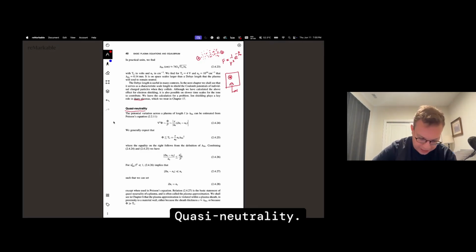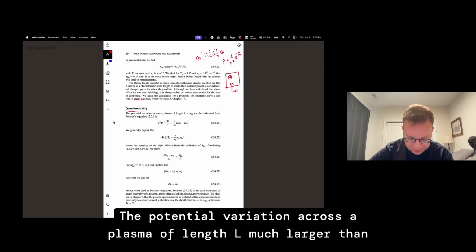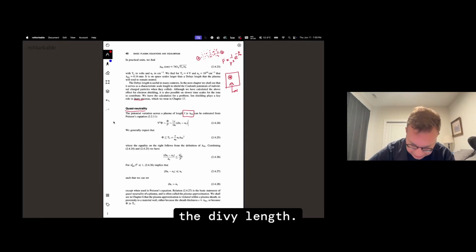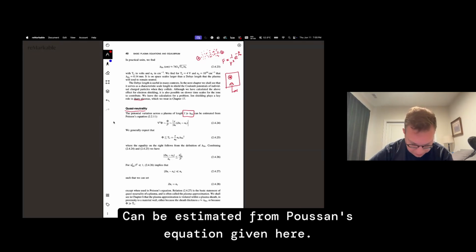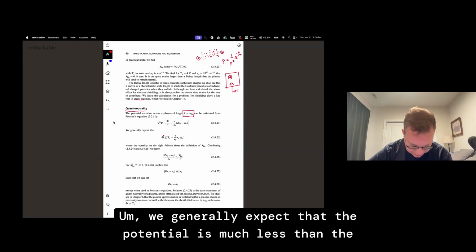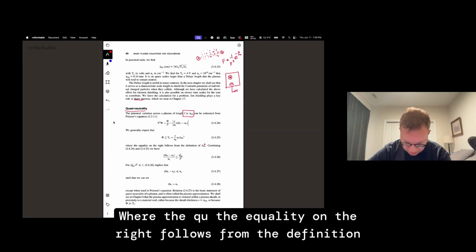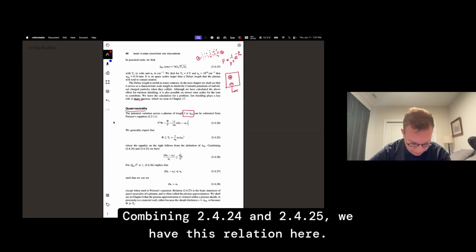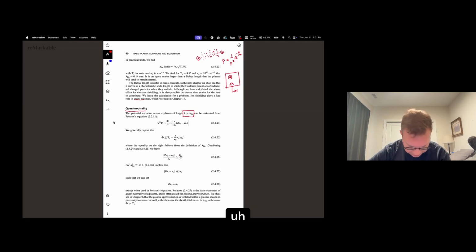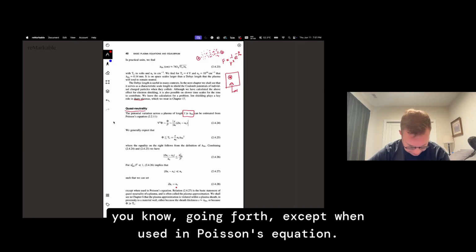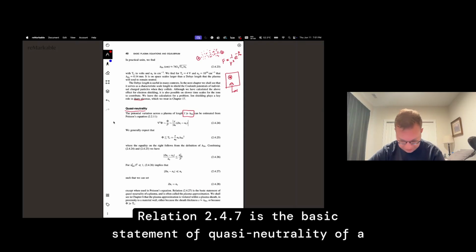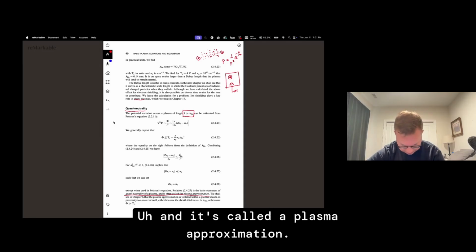Okay, quasi-neutrality. The potential variation across a plasma of length L much larger than the Debye length can be estimated from Poisson's equation given here. We generally expect that the potential is much less than the electron temperature or on the same order, where the equality on the right follows from the definition of Debye length. Combining 2.4.24 and 2.4.25, we have this relation here, going forth, except when used in Poisson's equation. Relation 2.4.7 is the basic statement of quasi-neutrality of a plasma, and it's called the plasma approximation.